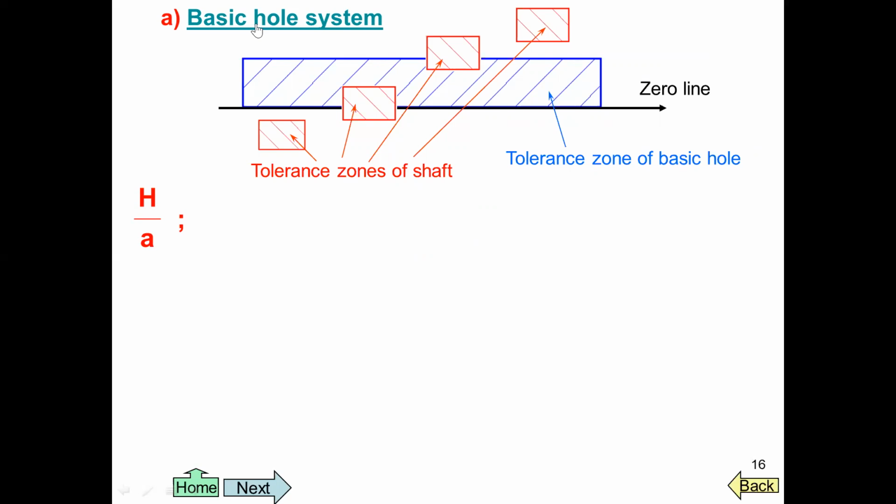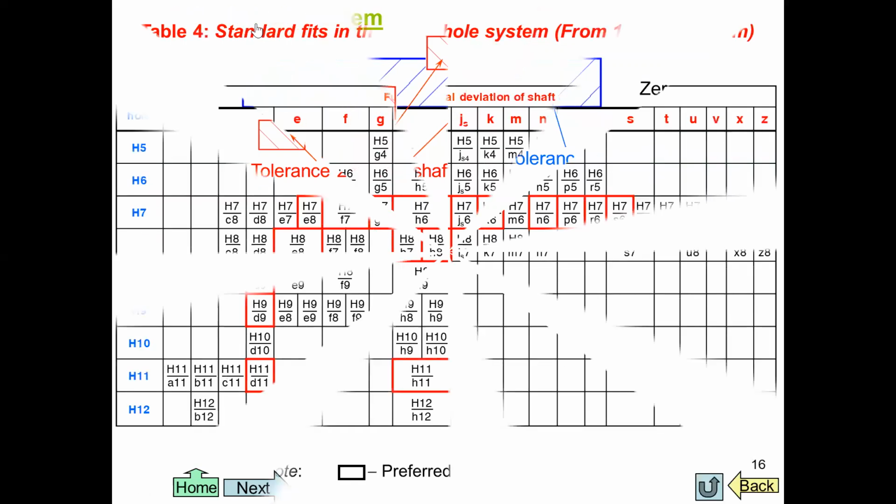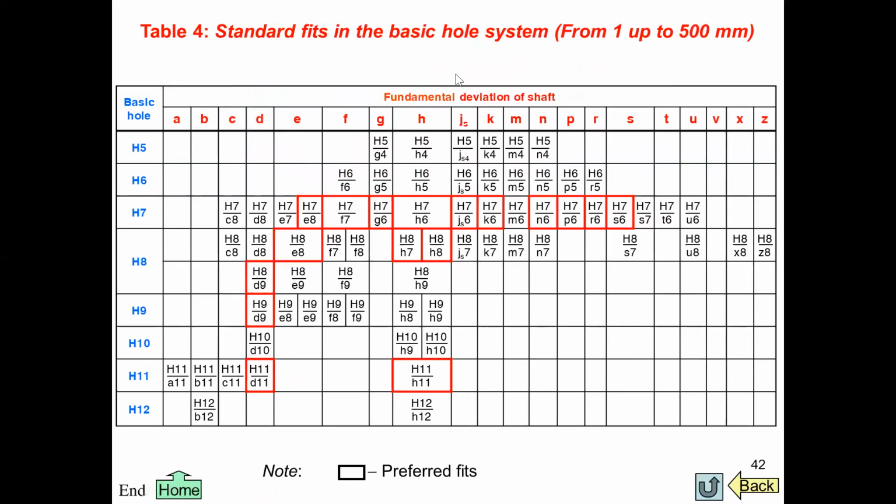If you want to choose a fit in the basic hole system, you have to refer to table 4, standard fits in the basic hole system. You can see on this table, all fits have the fundamental deviation of the hole H capital, H capital, H capital, H capital, because all fits belong to the basic hole system. And now we change the tolerance zone of the shaft, so we have the characteristic of the fit.